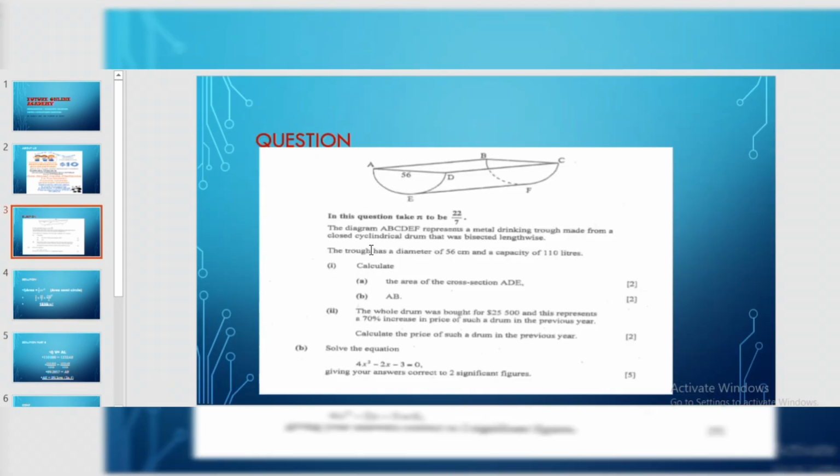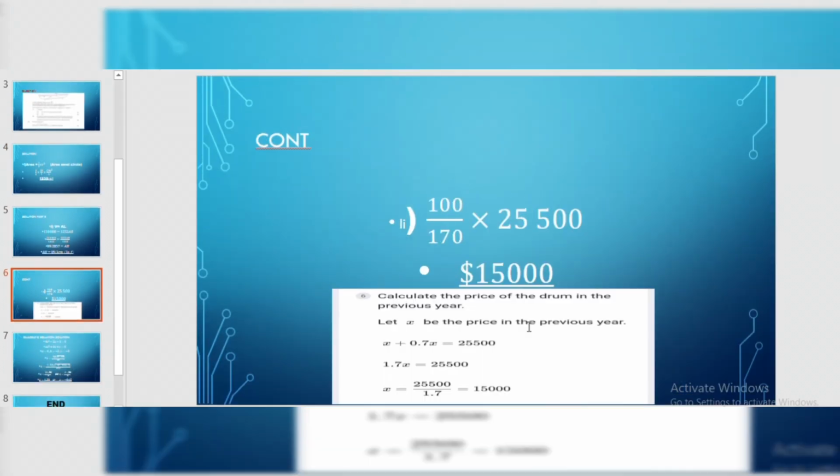I want to go back to our question. The whole drum was bought for 25,500, and this represents a 70% increase in price of such a drum in the previous year. Calculate the price of such a drum in the previous year. There are 2 ways to tackle this question, and I'm going to use them all. So I want to go to the solution so that you can see for yourself. The first one is, the whole drum was bought for 25,500. That's the cost. This represents a 70% increase. There's another easy way to solve this question.